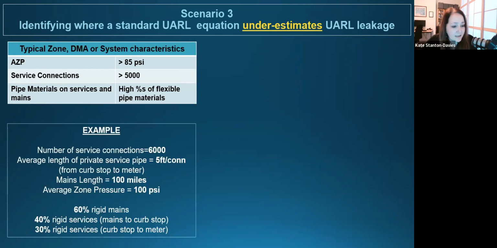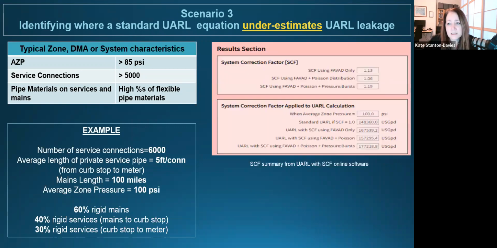Basically, this is the same example, but we've just doubled the number of service connections from 3,000 to 6,000. We've got the same average length of private service pipe. We've doubled the mains length from 50 miles to 100 miles, and we've doubled the average zone pressure from 50 psi to 100 psi. And we've got exactly the same percentages of rigid mains and services as in the previous example. This time, when we put this example into an SCF calculation, we end up with a system correction factor of 1.19.